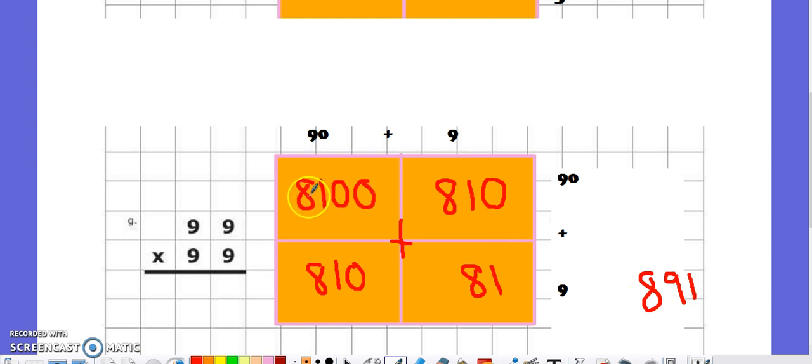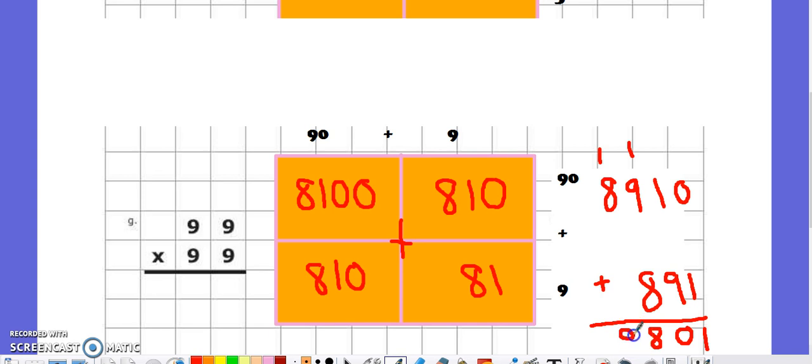If you can quickly see that 8,100 plus 810 is 8,910, then go ahead and place that over there. Use your mental math skills so that you can combine numbers that easily combine together. And now you can add 2 numbers instead of adding 4 numbers. A 1 plus 0 in my ones is 1. 9 plus 1 is 10. Carry my 1. Bring down my 0. 9 plus 9 is 18. The reason this is 9 is because I carried my 1. And 8 plus 1 is 9.